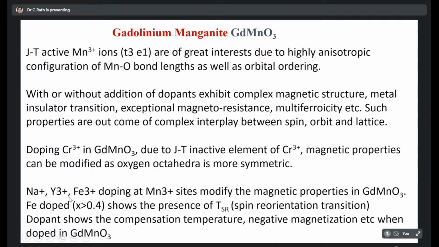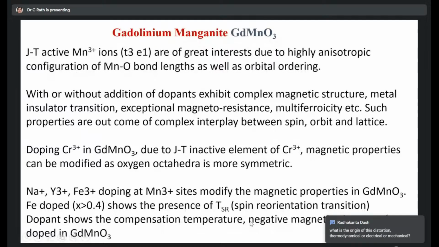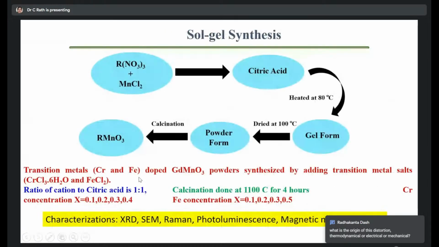At the same time, when sodium, yttrium, and iron are doped at the Mn3+ site, it modifies the magnetic properties in GdMnO3. And iron doping, when it is greater than 0.4, shows the presence of spin reorientation transition. Dopants show the compensation temperature and negative magnetization when doped in GdMnO3. These few results I have listed here, which are our results.